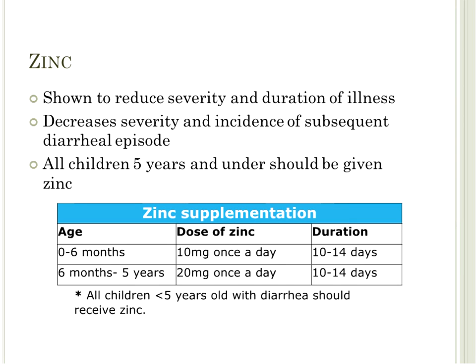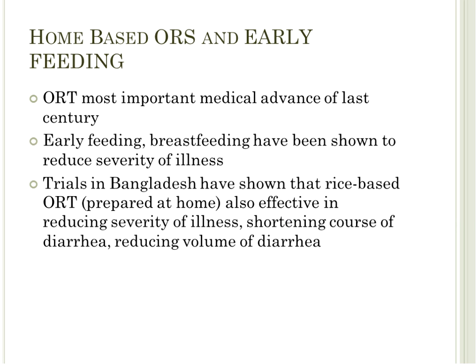And finally, zinc. Zinc has been shown to reduce severity and duration of illness, and it's supposed to be given in children, all children that are 5 years and under. And it also decreases severity and the incidence of subsequent diarrheal episodes. And the dose is 10 milligrams once a day for 10 to 14 days in children that are 0 to 6 months of age, and 20 milligrams once a day for 10 to 14 days in children that are 6 months to 5 years old.